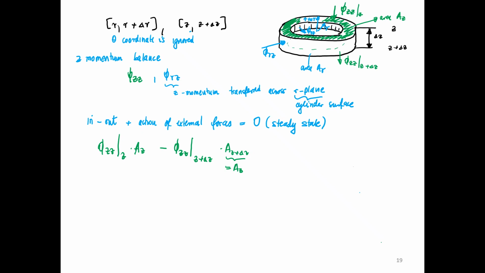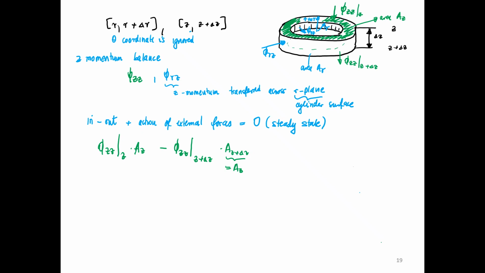What comes in through here is orthogonal to it, described by phi RZ, and what comes out is orthogonal to it, described by phi RZ just evaluated at location Z plus delta Z. Now for the other one, phi RZ is coming in orthogonally to this outside surface, and I have the area evaluated at R plus delta R, which is slightly larger than the inner one, AR. That's going to create a little bit of difference in how the equations look.